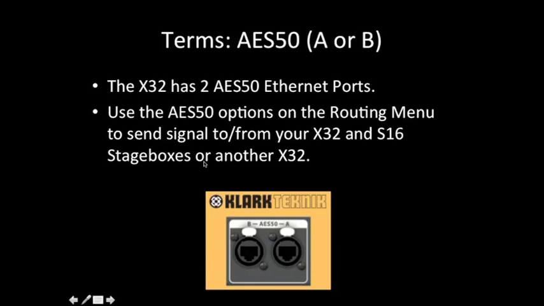The next term is AES50. You're going to see that a lot in the routing menu. That's referring to the two AES50 Ethernet ports on the back of the X32. You would use the AES50 options on the routing menu to send signal to and from your X32 and maybe an S16 or other X32s or any other AES50 device. So that's what you would use the AES50 options for.